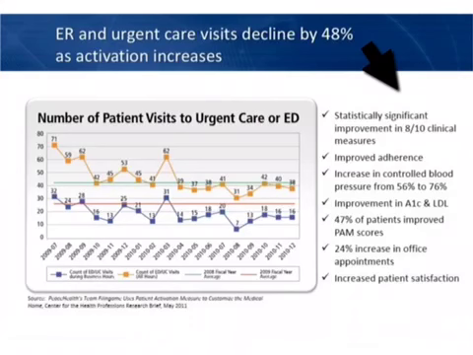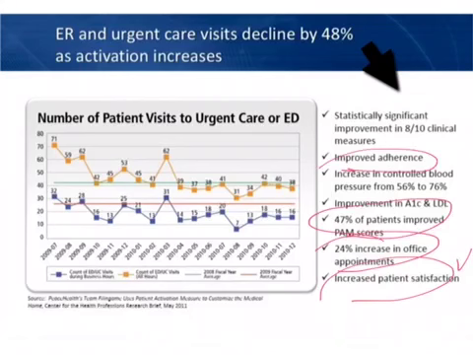Again, ER and urgent care decline. A lot of this was seen, again, if we are able to get people to improve their PAM scores. So a 47% increase led to all this improvement, in terms of a 24% increase in appointments. Patients were satisfied, which is a problem we're running into because we want to make patients aware of what we're trying to do. That does work. Improved adherence and control of diabetes, which was pretty good.